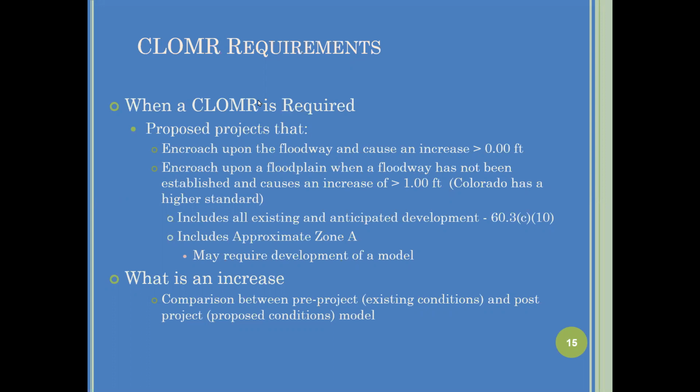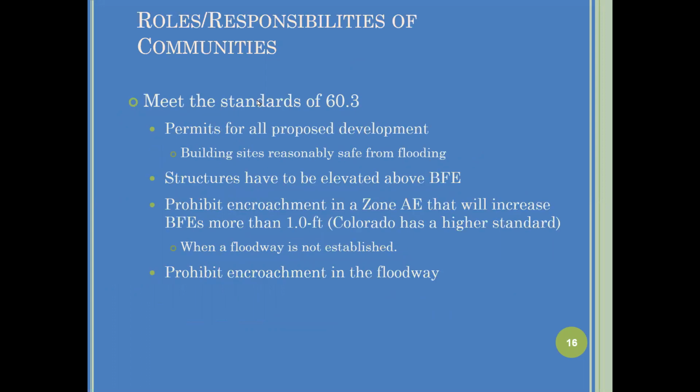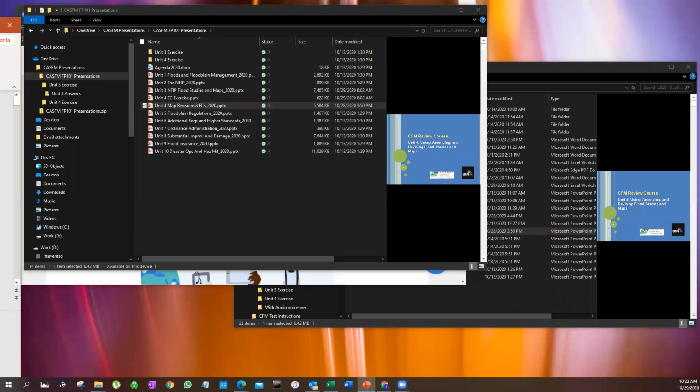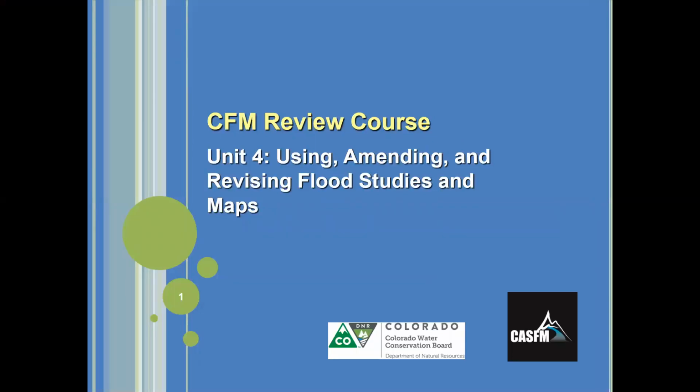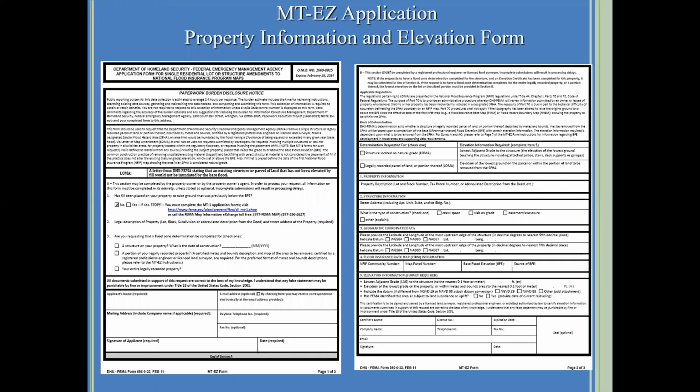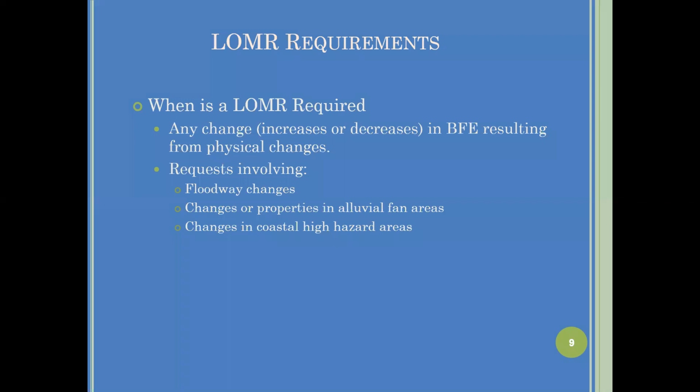So what the community has to keep in mind is whether development and any anticipated development is going to increase the base flood elevation, either by a foot in the floodplain or at all in the floodway. As a floodplain administrator, you need to look and see what is being developed. If you've got several projects going on at the same time, you have to look at who is going to cause the rise, and they're the ones that have to produce the CLOMAR.